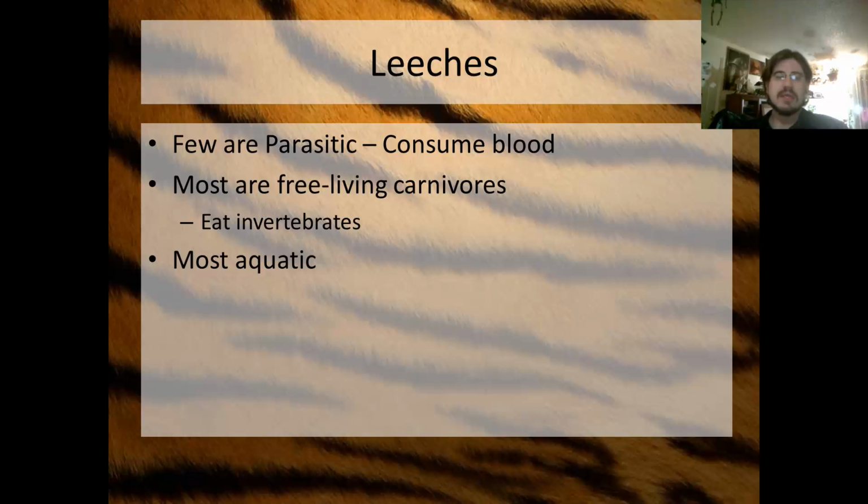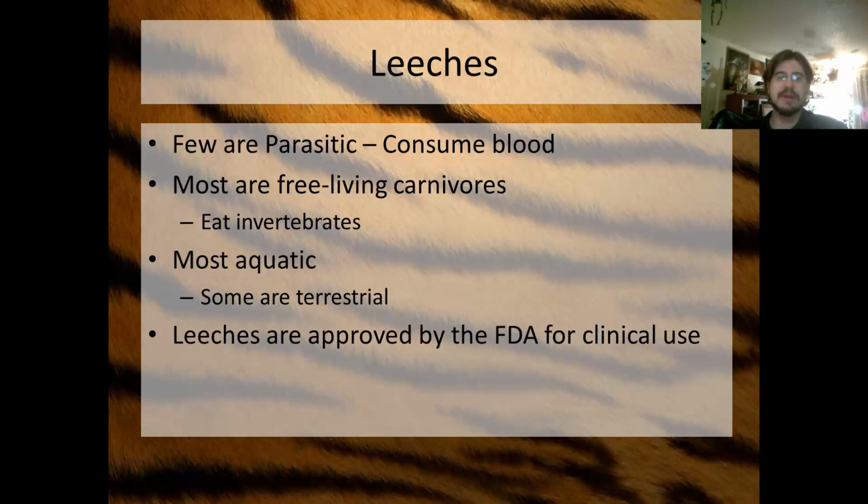They have gills for breathing. But there are some that are terrestrial, so they're not all aquatic. Leeches are actually approved, the good old-fashioned parasitic leech that you think of when I say leech, are approved by the FDA for clinical use. What kind of use could they possibly have in medicine? Well, their use is to do that thing they do so well. Those parasitic leeches drink blood, and that is fantastic.